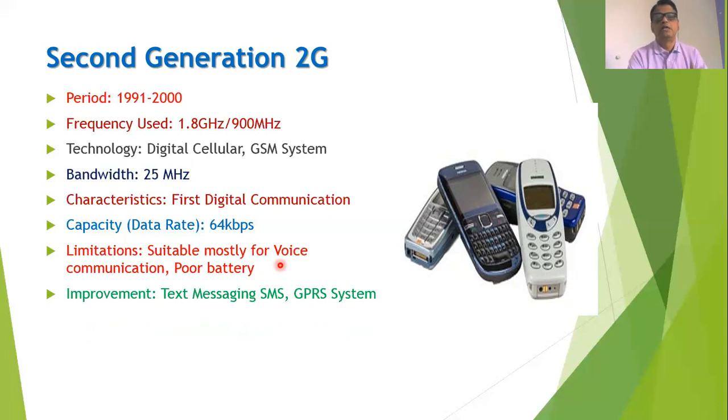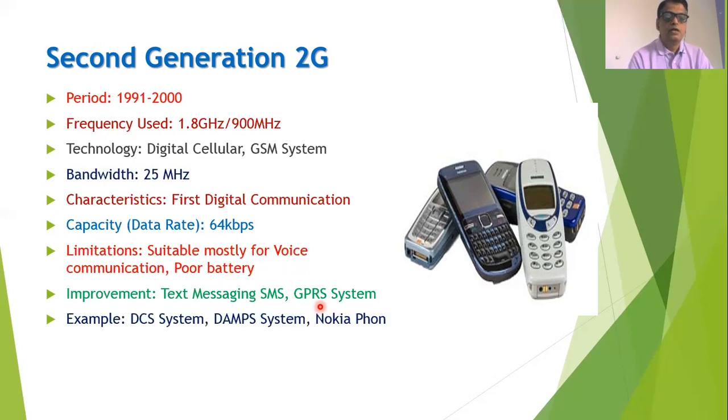When you compare this technology to the first generation technology, you will find that the SMS, the short message service, was started in this period. Also, the GPRS system, that is General Packet Radio Service system, was also started in this period. And because of this GPRS, it was possible to make internet access on mobile phones. So various examples can be given.